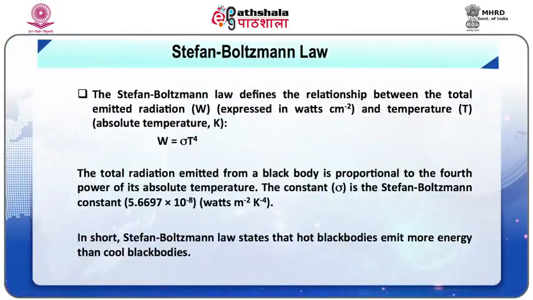The Stefan-Boltzmann law defines the relationship between the total emitted radiation, which is expressed in watts per centimeter square, and temperature capital T, which is measured in Kelvin. The relationship proposed by Stefan-Boltzmann is capital W equals sigma into capital T, or temperature, to the power 4. The total radiation emitted from a black body is proportional to the fourth power of its absolute temperature.